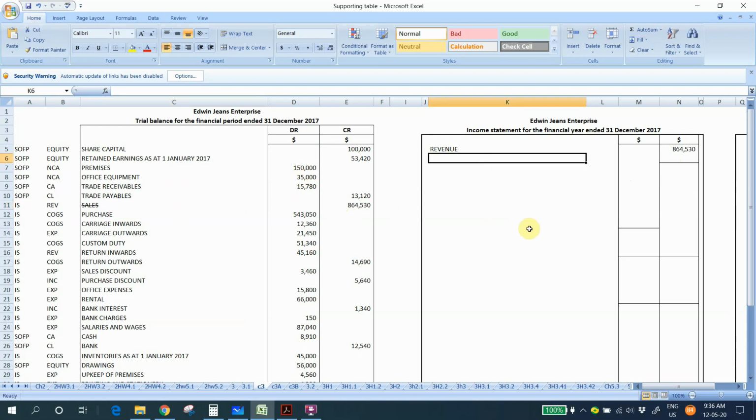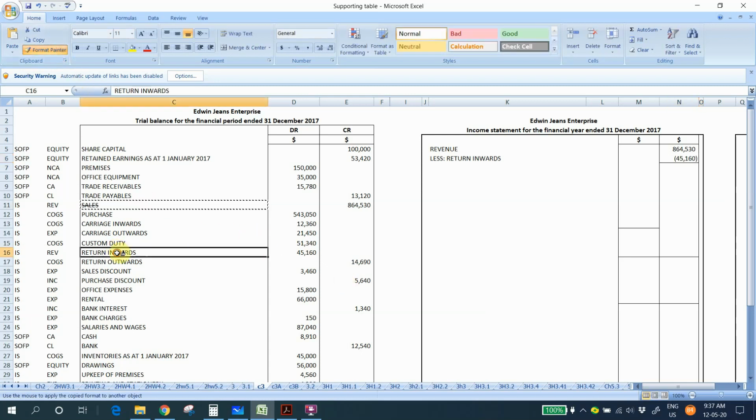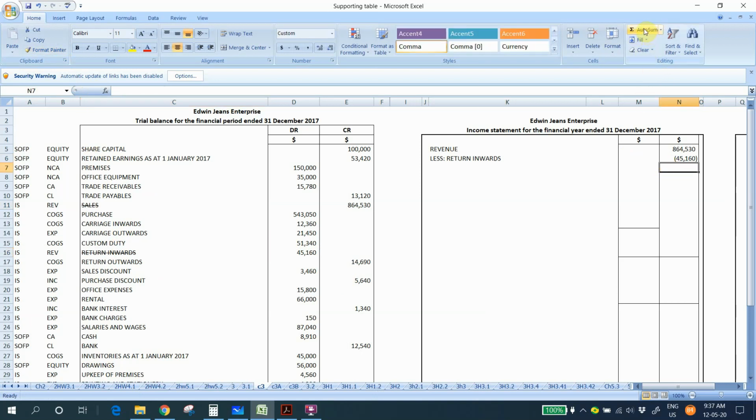Next, after that we record return inwards. Return inwards is the product returned by your customer, so this will reduce your overall sales, so it's a less. Return inwards of the company is 45,160, and similarly we strike through return inwards. So we use revenue minus return inwards, and we get net revenue, which is 819,370.